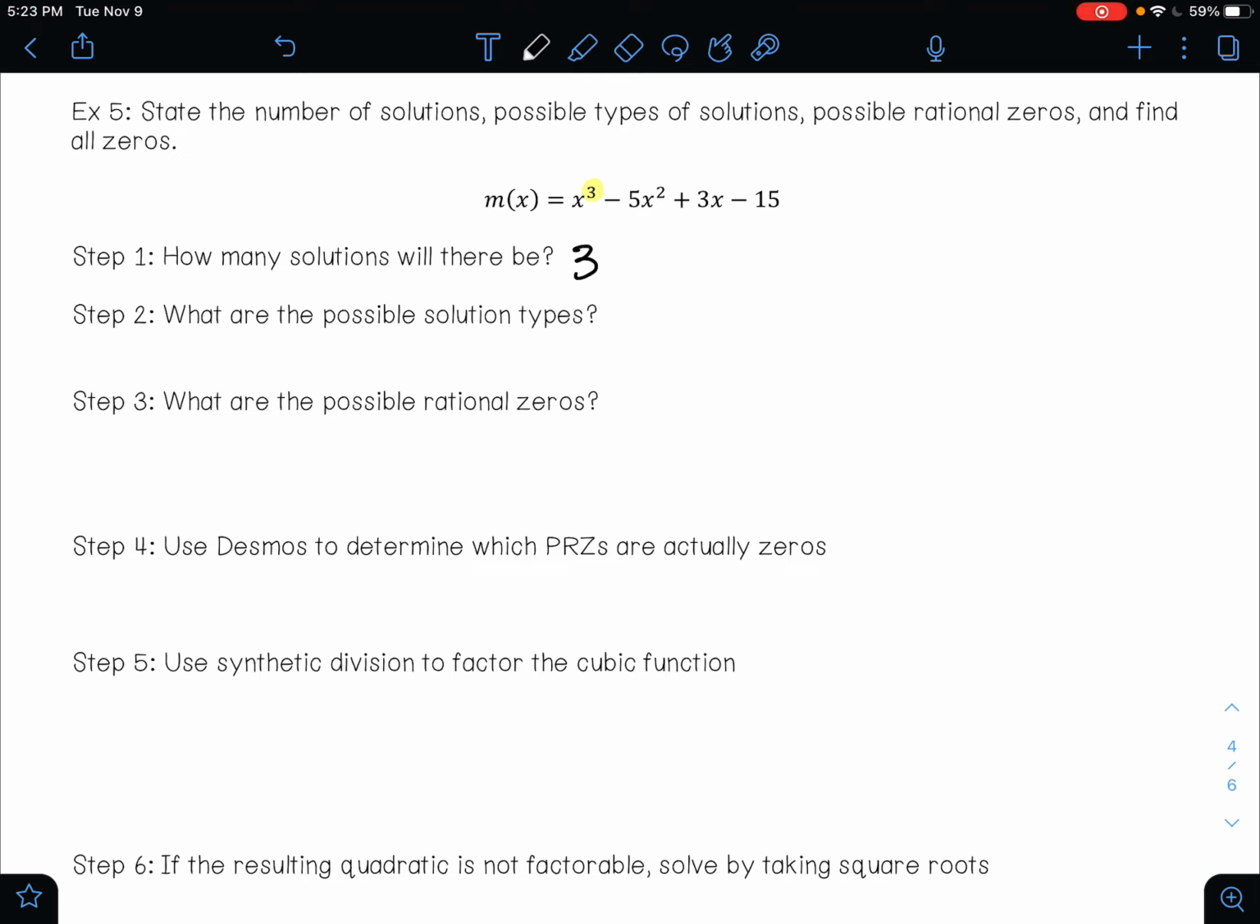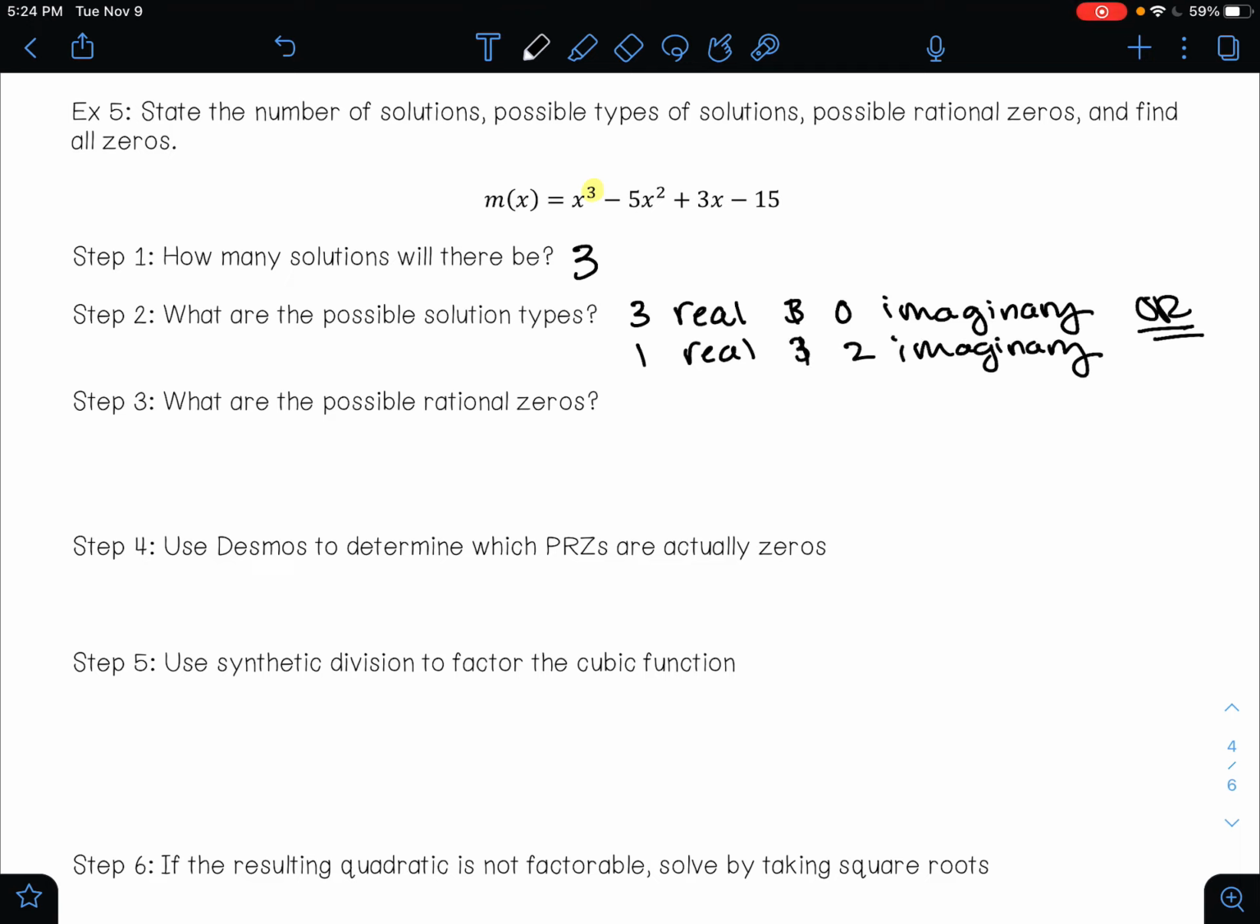Well, we could have 3 real zeros and no imaginary. Or we could have 1 real zero and 2 imaginary. These are the only 2 possibilities. Remember that your imaginary solutions must come in pairs.